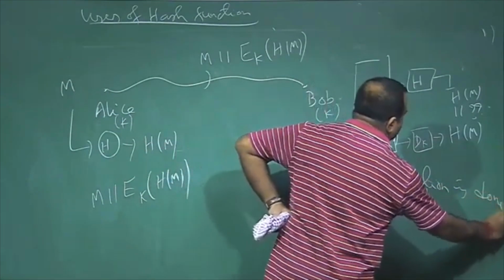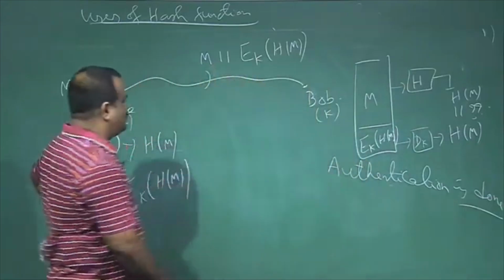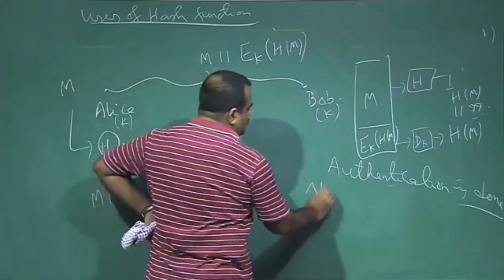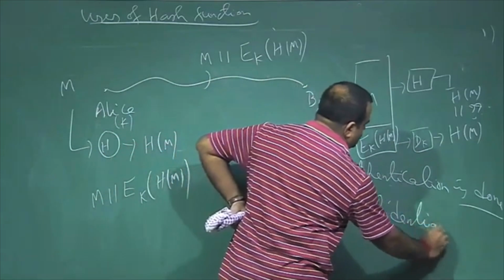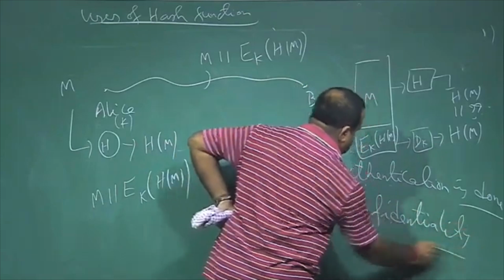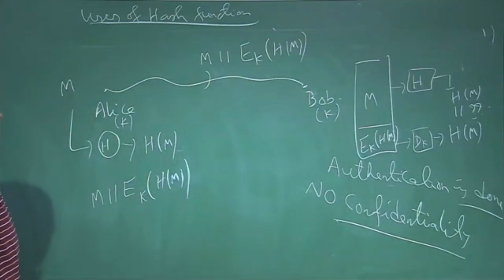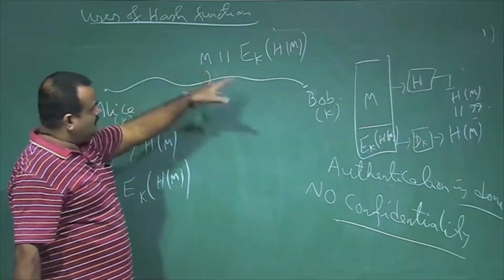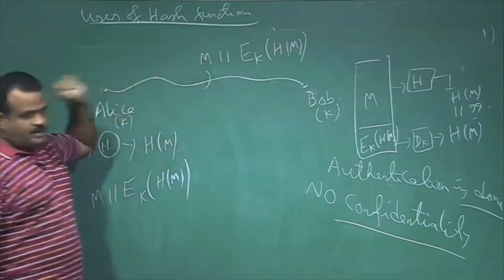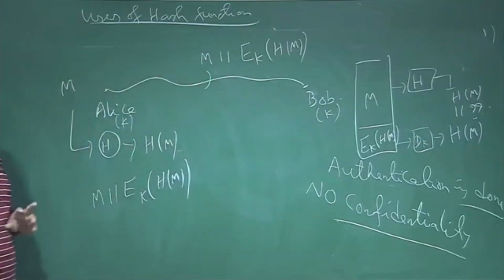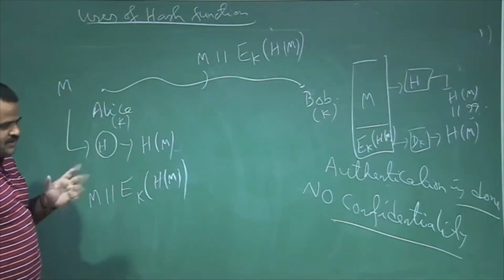But here we are losing the confidentiality of the message, because M we are sending over the public channel. So, in this scheme there is no confidentiality of the message. We are just appending the hash to the message. But in the earlier case, when we encrypt the message and the H of M, there we are achieving both the confidentiality and the authentication. Okay, so this is the symmetric key setup.